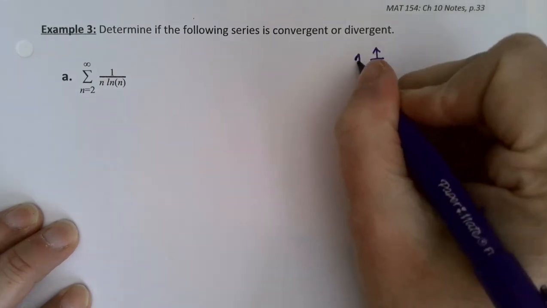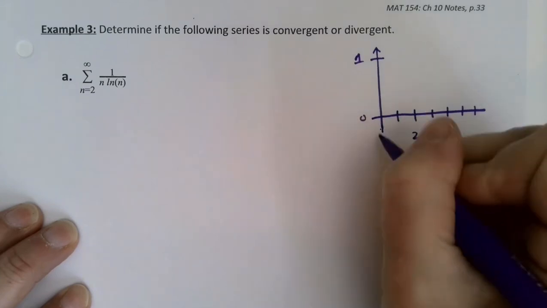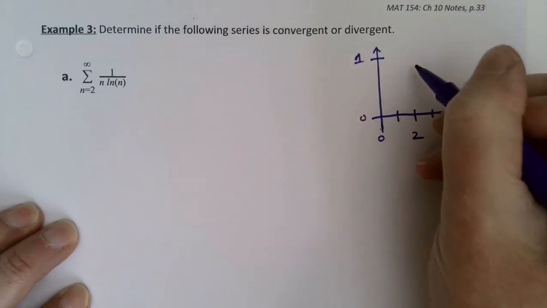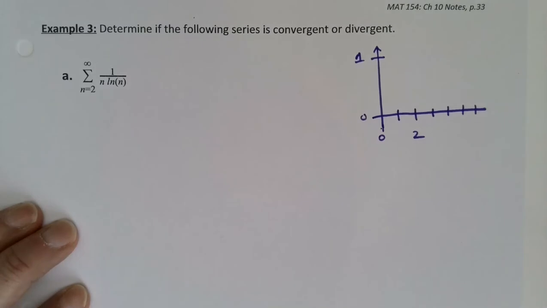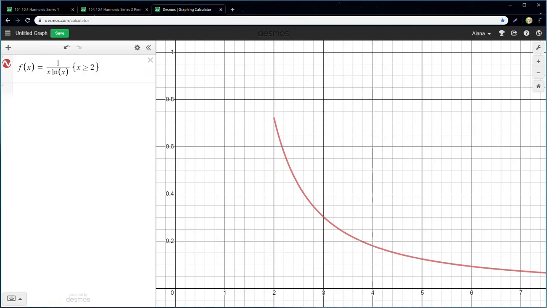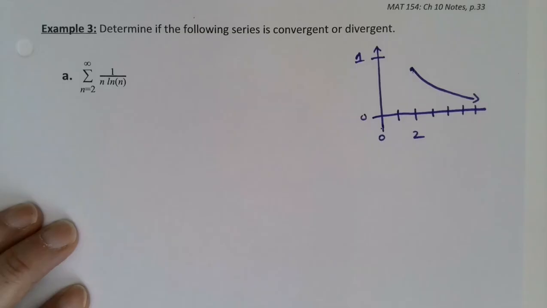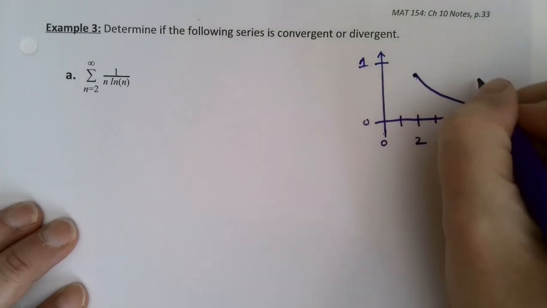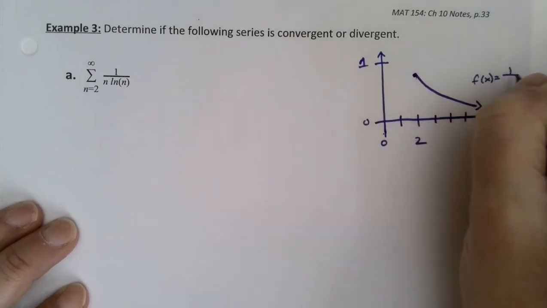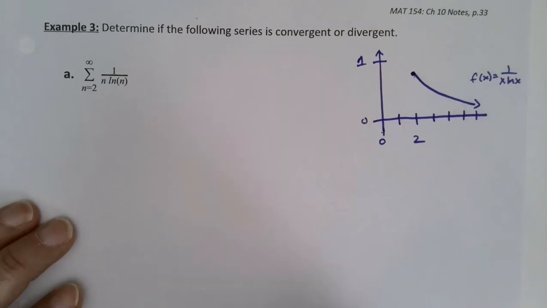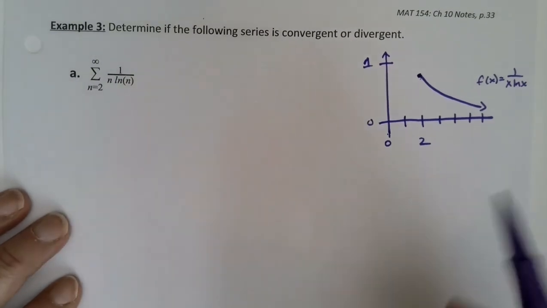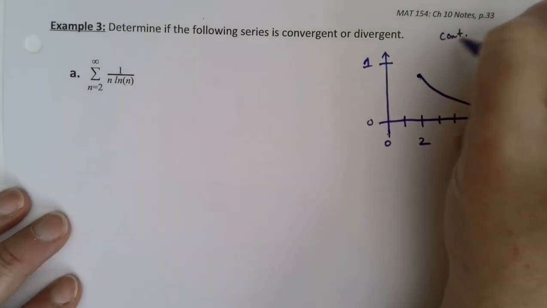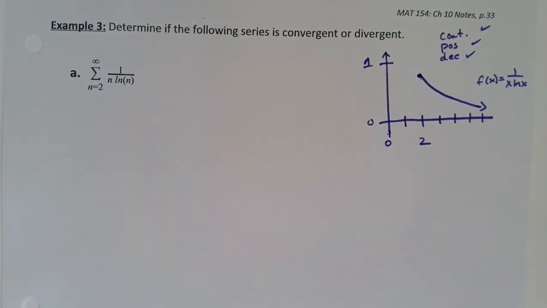This is going to 1. This was basically 0 and 0. So from 2 at about 0.8, it swooped downward, and that's what I'm going to graph. Okay, so this is f of x equals 1 over x natural log of x. Now you'll notice it is positive, it is continuous, and it is decreasing. Check, check, check. We have all 3 of our conditions.